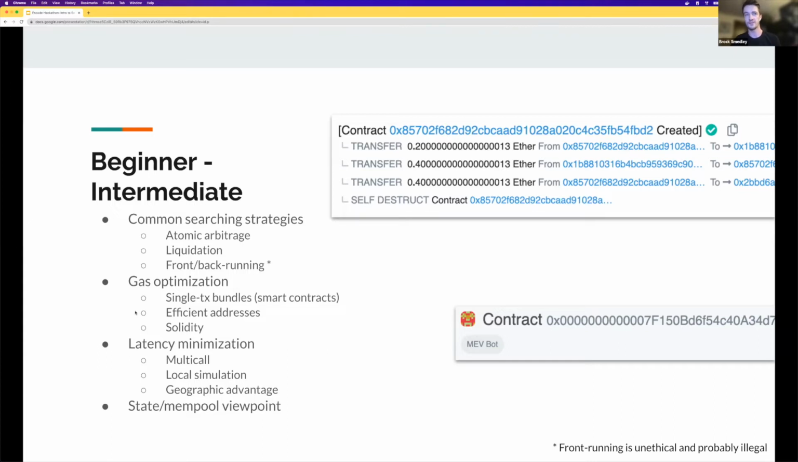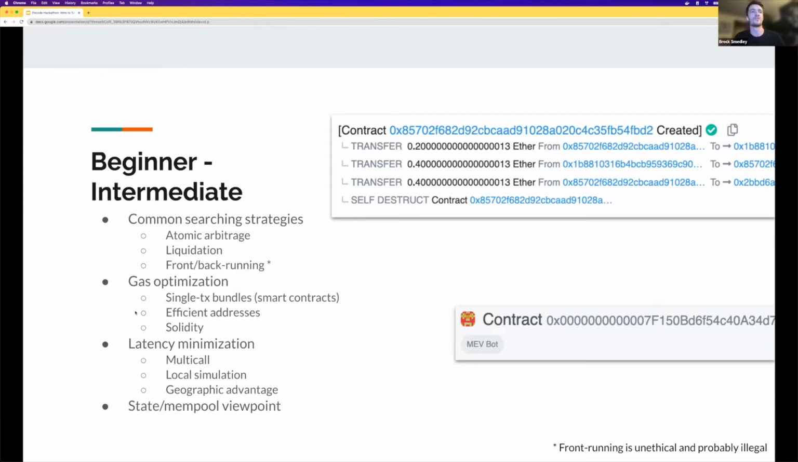And there's an asterisk here because front running, I would say, is unethical. When you front run somebody's transaction, you're actually causing a price impact yourself and giving them a worse price. So I would say be wary of front running. I don't advise it. I'm pretty sure it's illegal. So just keep that in mind.